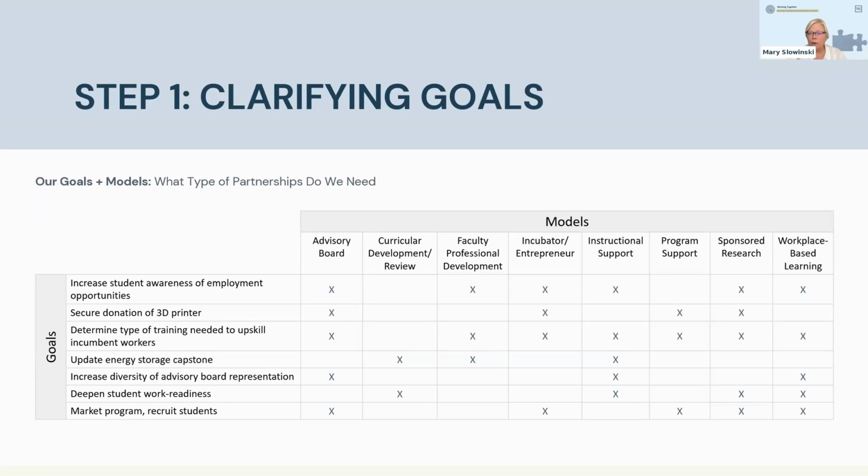So you figure out which type of partner models, not people, but models, can support it. Then you dive into these X's and think about what does it look like? What are the specific actions or the specific activities that you need from industry to support that one little cell in the spreadsheet?